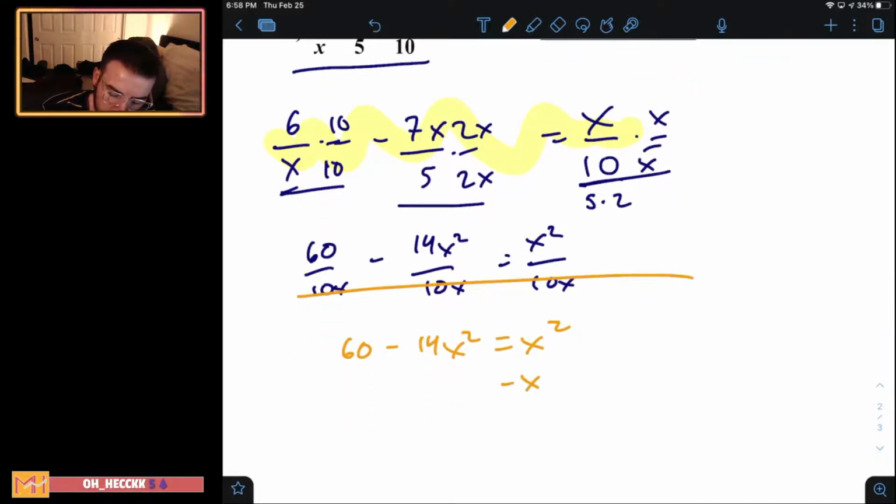You subtract the x squared over. Well, that's kind of weird, right? Let's do it the other way around. Let's subtract the 60 and add the 14. I don't know why that's bothering me, but it is.